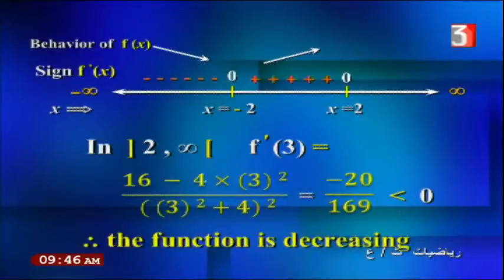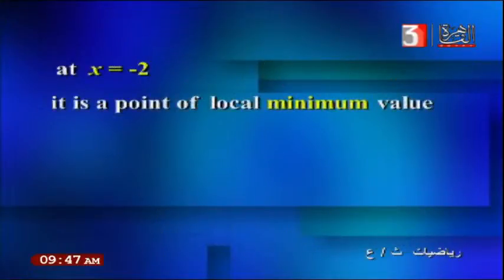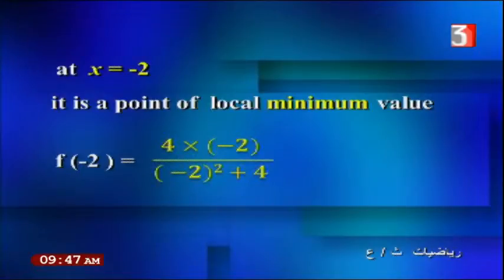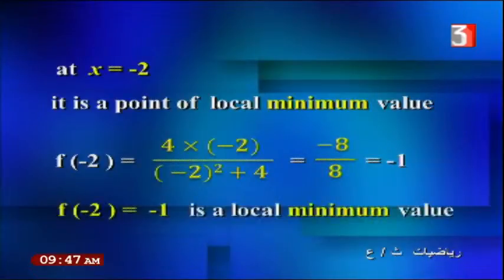When x equals negative 2, it's a point of local minimum value, and when x equals 2, it's a point of local maximum value. Now, at x equal negative 2, f of negative 2 equals 4 multiply negative 2 over negative 2 power 2 plus 4, which equals negative 8 over 8 equals negative 1. Then f of negative 2 equals negative 1 is a local minimum value.